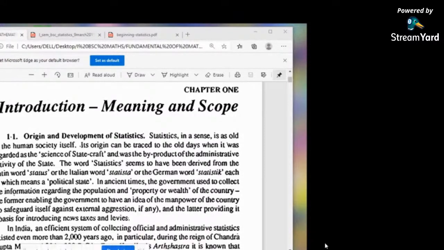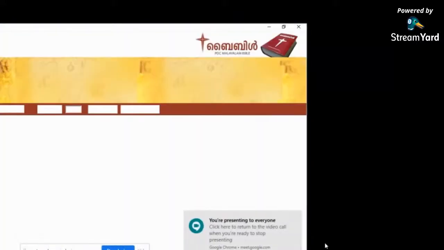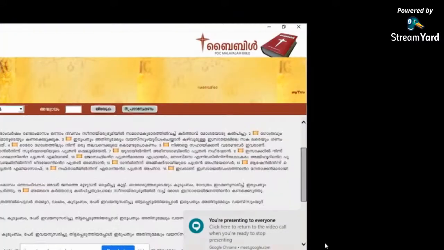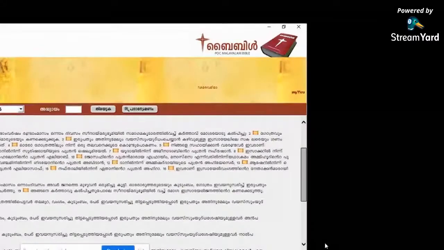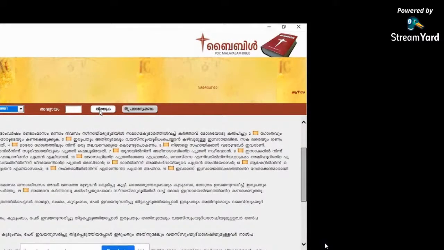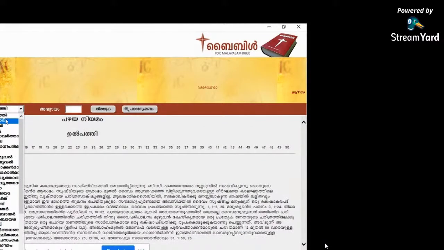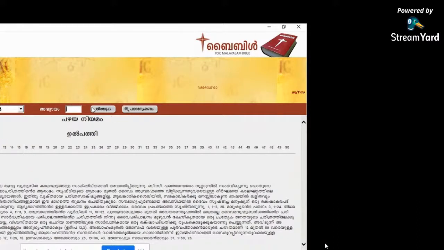Have you seen the Bible? The Bible is a historical book. This book consists of the Old Testament and the New Testament. In the Old Testament, we have Genesis, Exodus, Leviticus, and Numbers. Let us select Numbers.